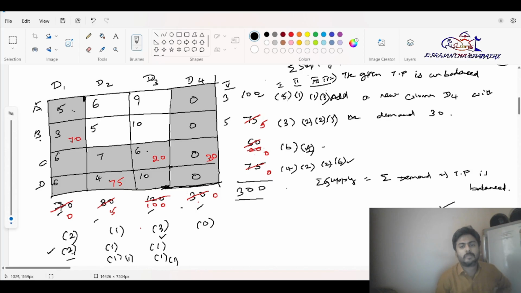Okay, the maximum penalty is 5. So the maximum penalty is 5 here. So I have to choose this minimum cost. So here I have to assign 5. If I assign 5, what will happen? If you assign 5 here, both rows and columns are satisfied. 2 rows and columns will get satisfied.